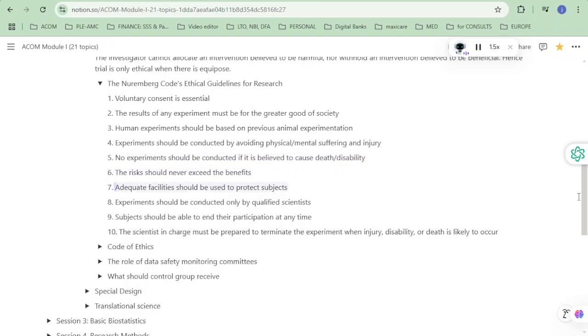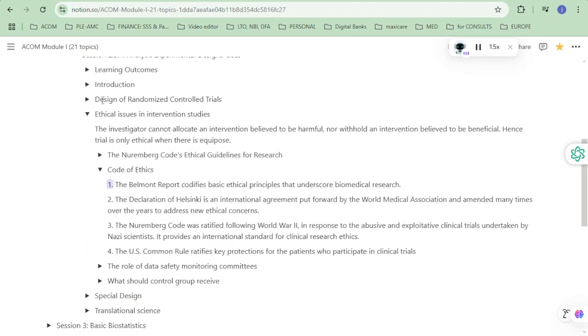7. Adequate facilities should be used to protect subjects. 8. Experiments should be conducted only by qualified scientists. 9. Subjects should be able to end their participation at any time. 10. The scientist in charge must be prepared to terminate the experiment when injury, disability, or death is likely to occur. Code of Ethics. 1.